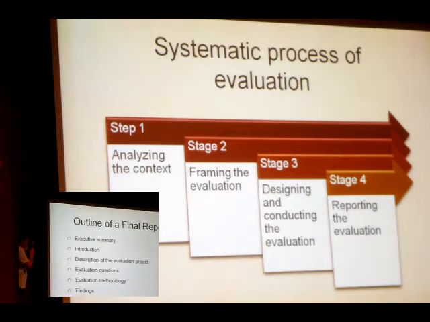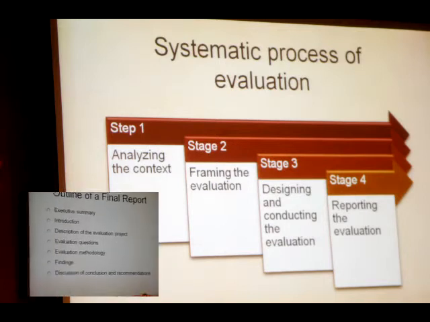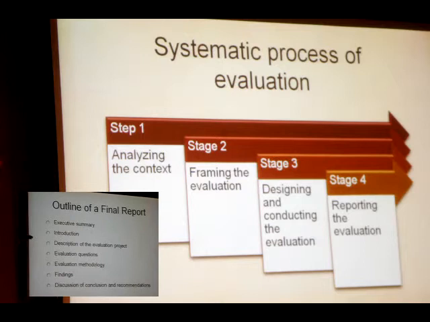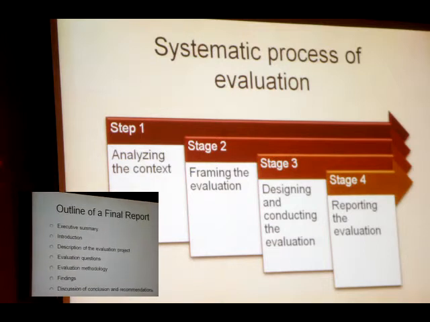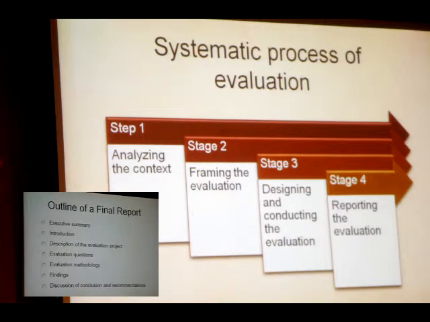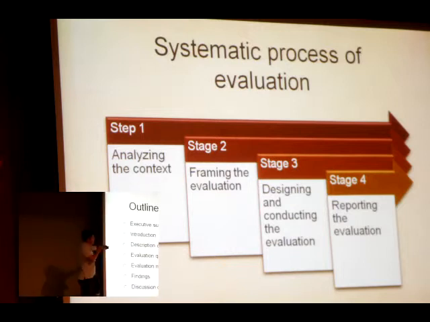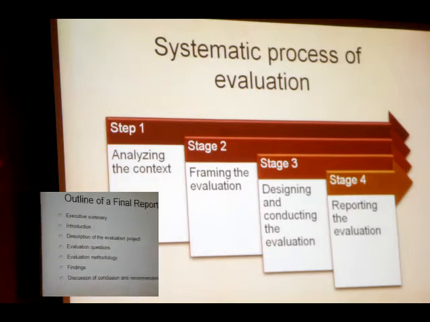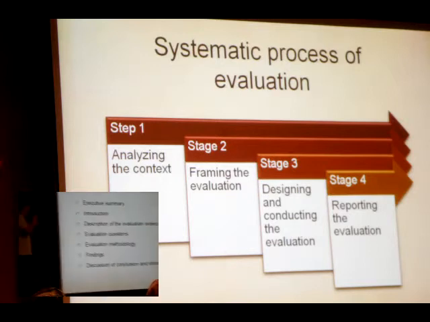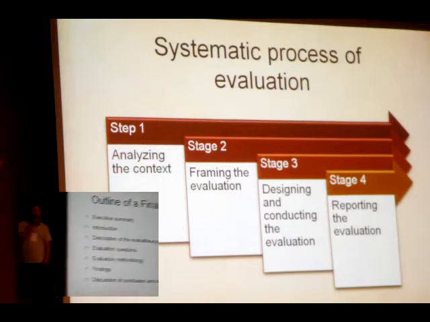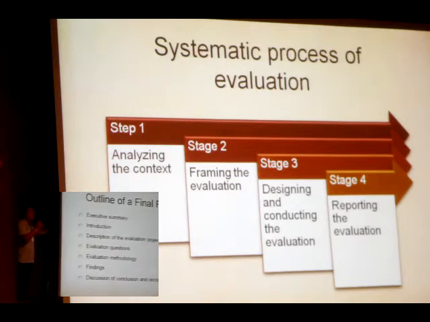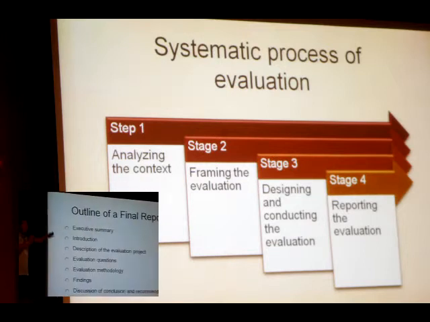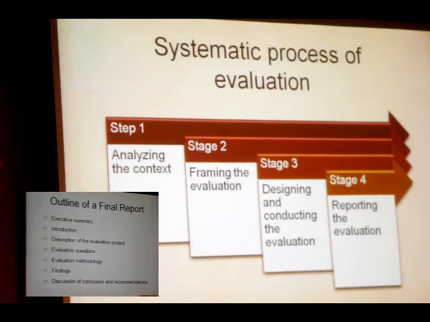And this is just a sample of a common outline that we use in an evaluation report. Usually an evaluation report would include an executive summary, meaning a brief summary at the beginning of what you will talk about in the report, introduction to the project, description of the evaluation, your evaluation questions, methodology, your findings, and then your conclusion and recommendations. This is not the perfect format. It depends on you. It's up to you to make changes to this, but this is just something that is commonly used.